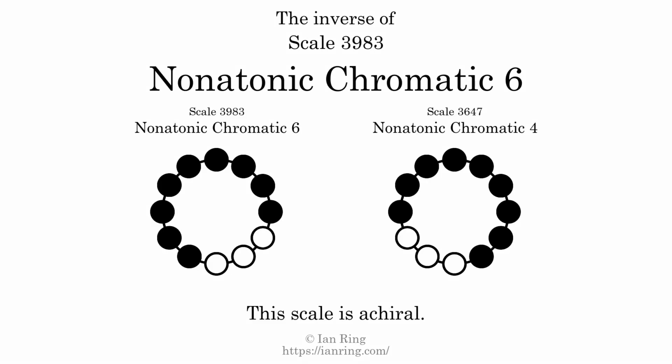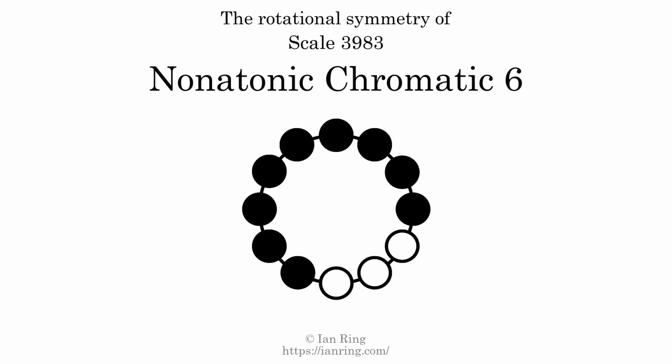The inverse of a scale is a mirror image. It is what you get when the sequence of intervals is reversed. The inverse of this scale is scale 3647, also known as Nonatonic Chromatic 4. This scale is achiral, since it can transform into its own reflection by a rotational transformation. This scale has no rotational symmetry.